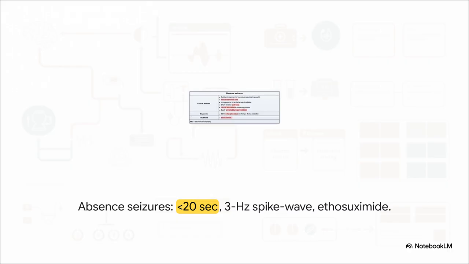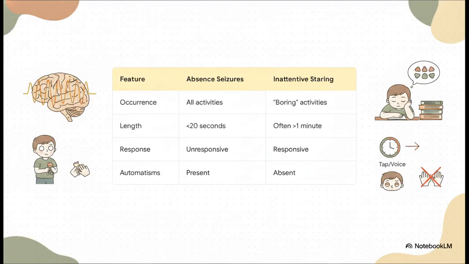Let's shift gears to absent seizures. These cause a sudden impairment of consciousness, presenting as brief staring spells that last less than 20 seconds. The patient's muscle tone is completely preserved, and there's zero postictal confusion afterward. These spells can involve simple automatisms like eyelid fluttering or lip smacking, and they are really easily provoked by hyperventilation. The diagnostic hallmark you're looking for on an EEG is a 3 Hz spike wave discharge pattern, and the preferred treatment? That's ethosuximide.